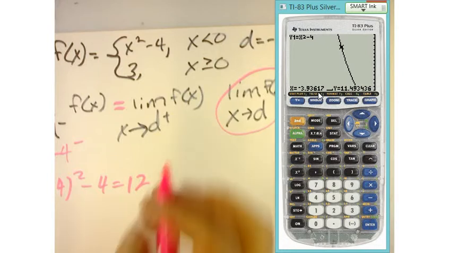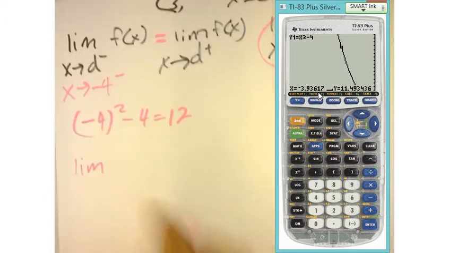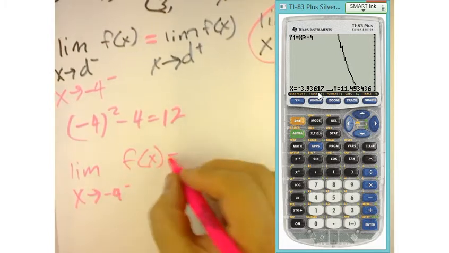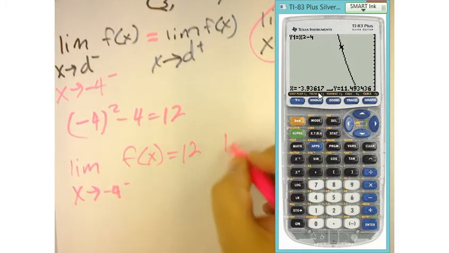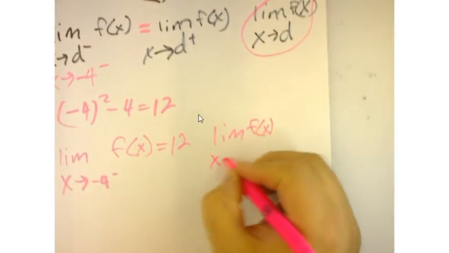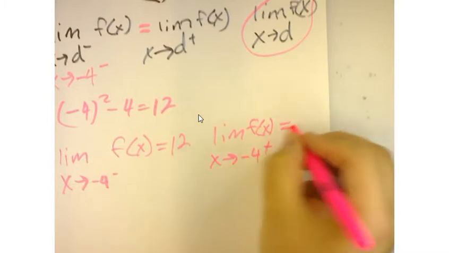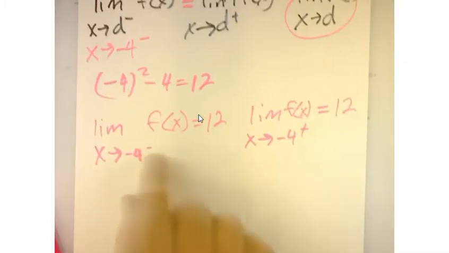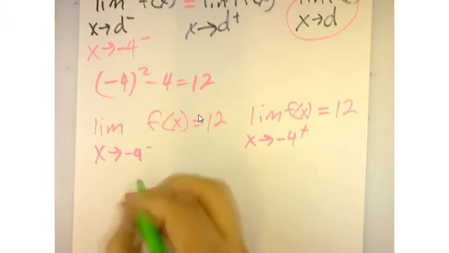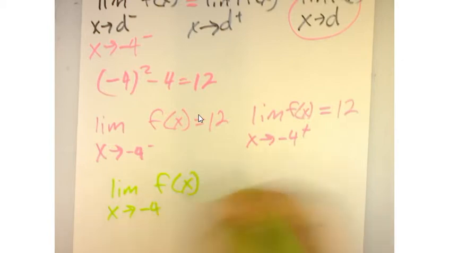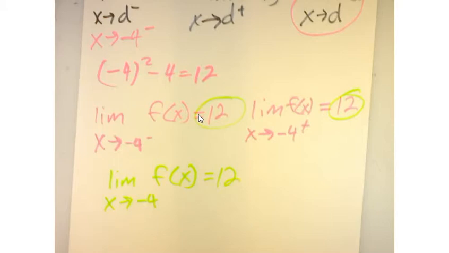Okay? So the limit, I'm going to show you one more thing with the table of values. As x approaches negative 4 from negative infinity, the one-sided limit is 12. The limit of f of x as x approaches negative 4 from positive infinity is also 12. It also happens to be defined at 12, but it doesn't matter if it is or it isn't. Because the left-hand limit is equal to the right-hand limit, the two-sided limit exists, and it is 12.